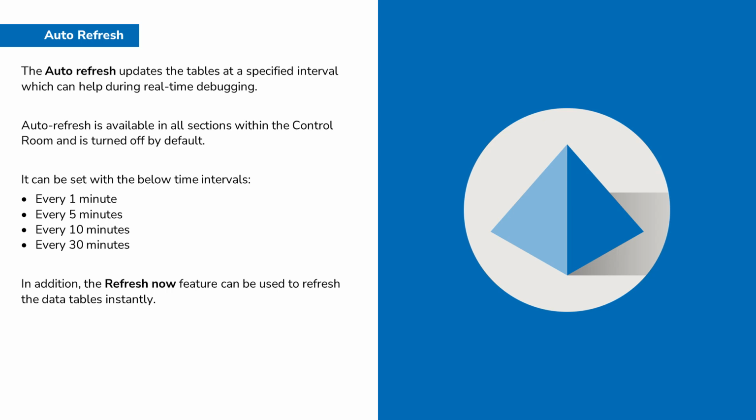Auto-refresh is available in all sections within the control room and is turned off by default. It can be set with the below time intervals: every 1 minute, every 5 minutes, every 10 minutes, every 30 minutes. In addition, the Refresh Now feature can be used to refresh the data tables instantly. Note that the auto-refresh gets disabled once you switch to other sections within the control room.